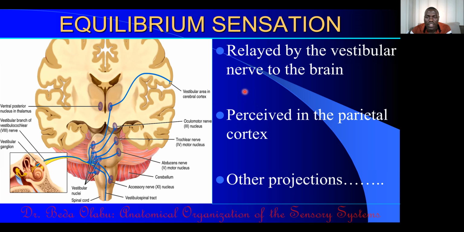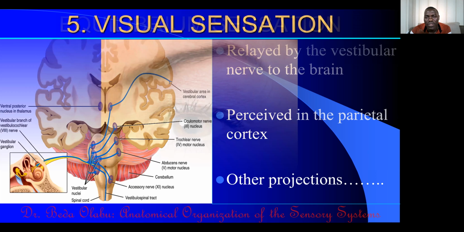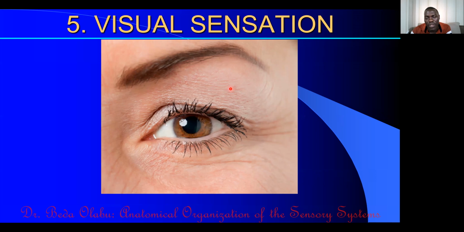Great. So this is the sensation of equilibrium. And so that summarizes the story about the anatomy of the ear. I'll give you a short break. When we come back, we'll then look at the sensation of vision. We can resume now.